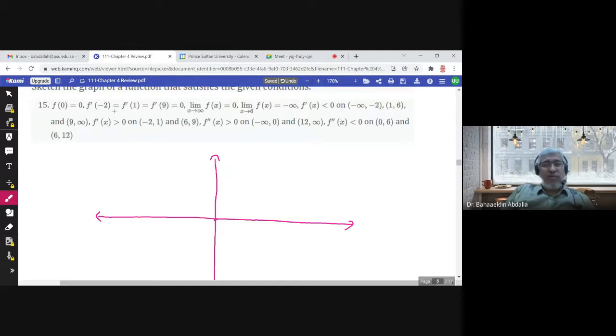Okay, f prime of -2, f prime of 1, f prime of 9 is 0. What does this mean? These are zeros of the first derivative, so they are critical numbers. So the tangent line there is horizontal. So each one of them could be a maximum or minimum. So at -2, and at 1, and at 9, there are tangent lines.